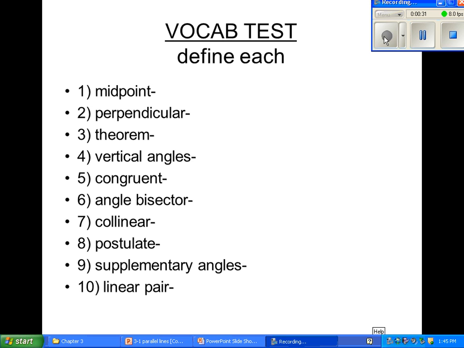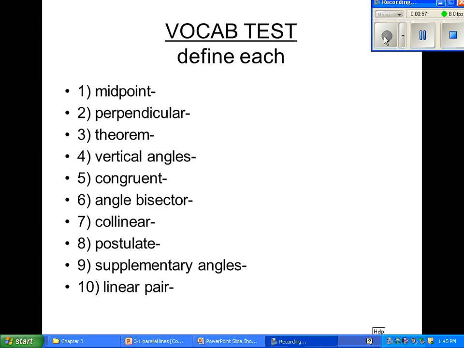Theorem. A mathematical statement that is true, that has to be proven true. So make sure a theorem has to be proven. Let's jump down to postulate. A statement that is accepted as true. So this one's just true. This one, we have to prove true.